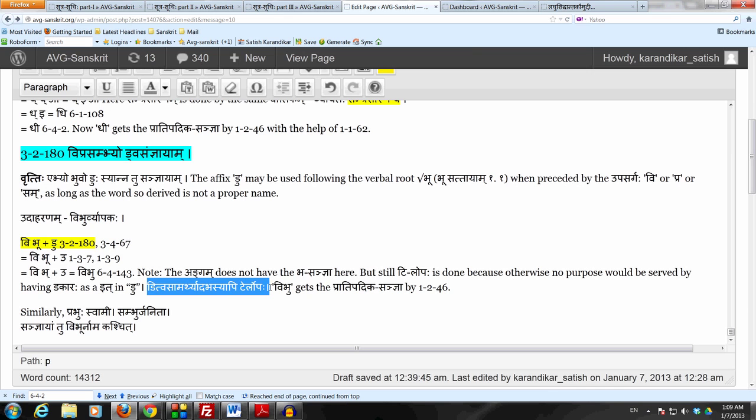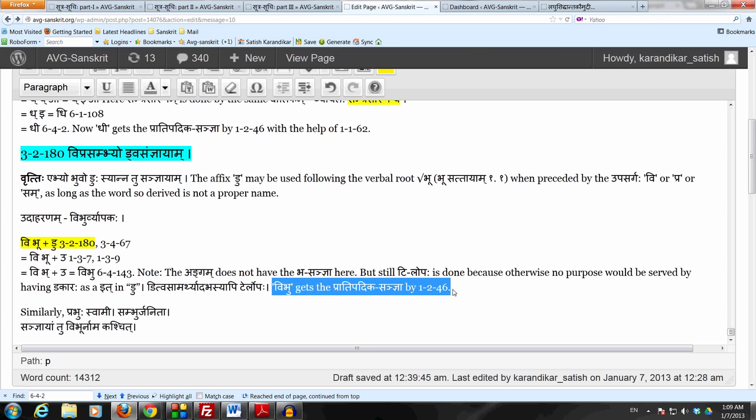So we get the pratipadikam vibhu, which gets the pratipadika sanjna by krit taddhita samasashcha. Similarly, we can derive the forms prabhu meaning swami. So this is when the verbal root is preceded by the upasarga pra, and so also sambhu, which means janita, creator, generator. So these are the forms which are derived using this sutram.